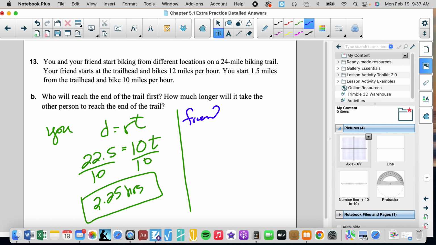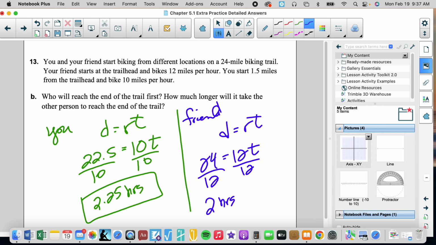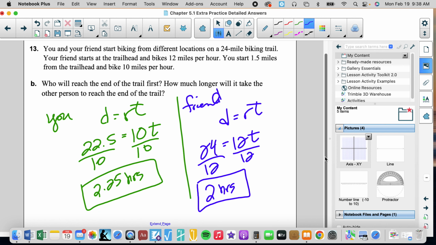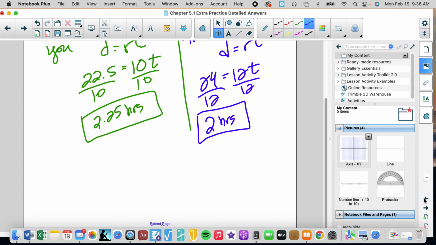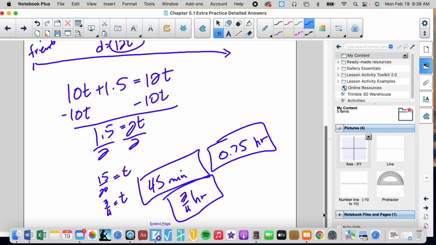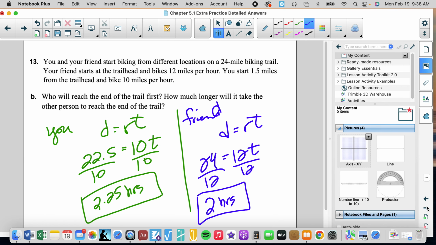My friend is also going to travel distance equals rate times time, but he has to travel all 24 miles, but he's traveling a little bit faster, so it only takes him 2 hours to do that distance. So even though I have a head start, my friend's going to beat me. How many minutes did I say? 45 minutes, right? Yeah, 3/4. I just want to make sure I converted that correctly.